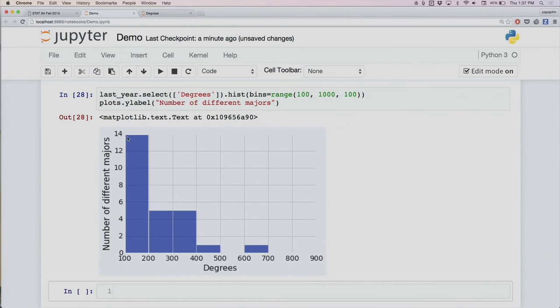So there are 14 of those that I have to call up and ask about their Stat 2 requirement. And there's another 5 between 200 and 300, and another 5 between 300 and 400. And then there's integrative biology and economics. So that's the kind of program I want you to get used to writing.